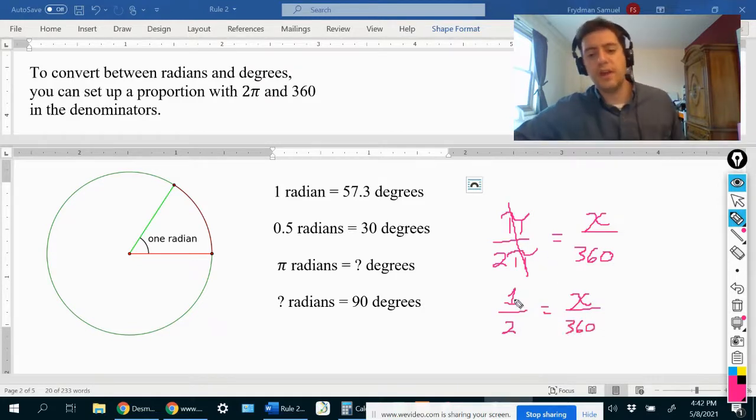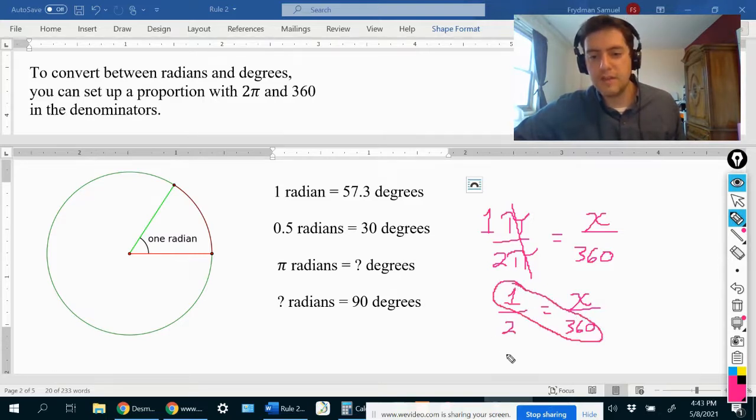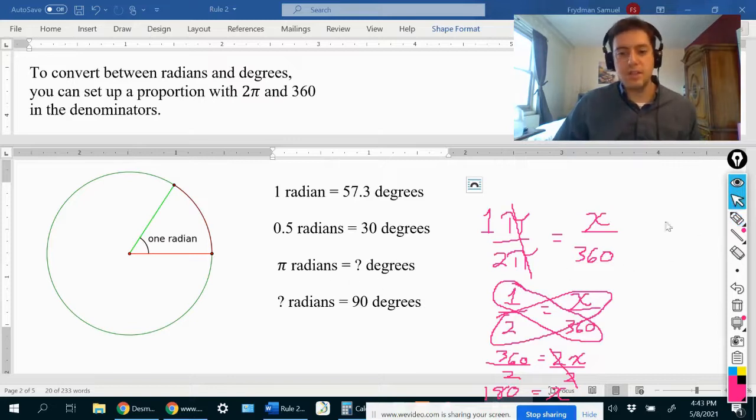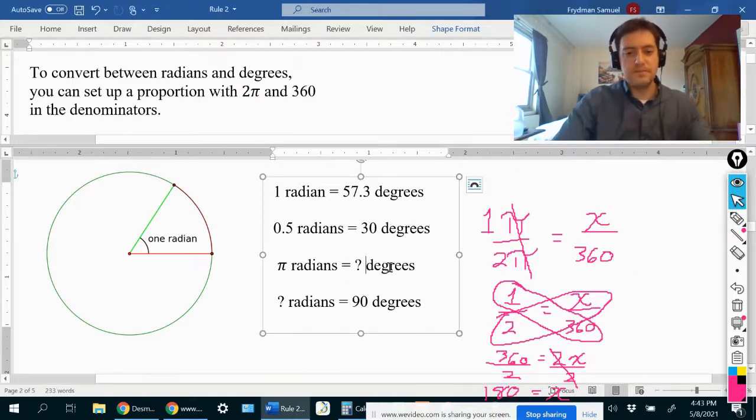If you're not sure where that 1 came from, hopefully you agree that pi is the same as 1 times pi. So when the pi's cancel out, then the 1 is still there. So now we have this proportion to solve, and that's going to give us 360 equals 2x, and then divide both sides by 2. So in this case, x is exactly equal to 180. So pi radians is equal to 180 degrees.